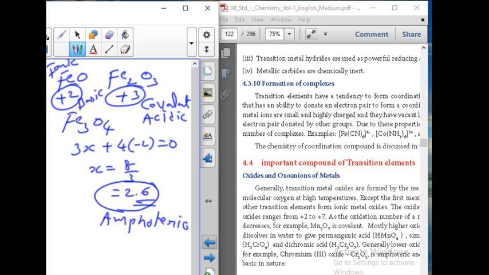That means in examination they will ask which of the following is more acidic or which of the following is more basic or amphoteric. So, simply we can calculate the oxidation state. If the element has lower oxidation state, that is basic and ionic also; higher oxidation state, that is covalent as well as acidic also; and in between amphoteric also.